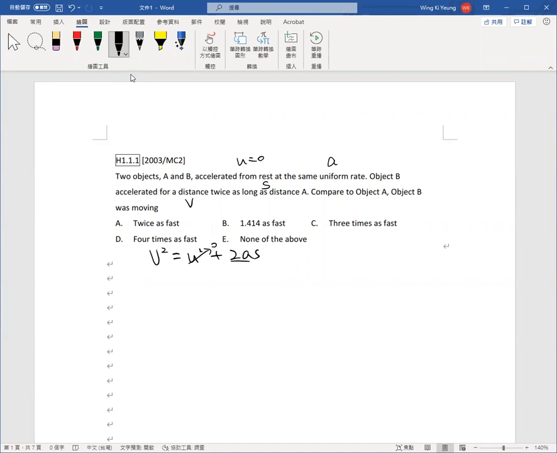So that means you can say that v squared is proportional to s. So if s is double, v squared is double. Okay, v squared is double, not v is double. Then v will be square root 2. The ratio of the v will be square root 2. You just take the square root of v squared. That is square root 2. Then that means the answer is B for boy. Okay.